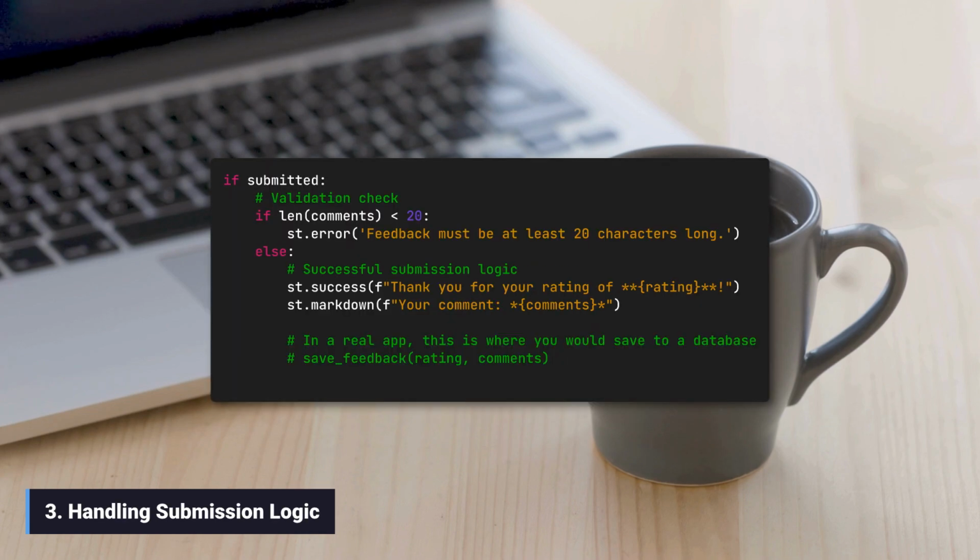3. Handling submission logic. We wrap our form processing logic in an if submitted block. First, we perform a validation check, ensuring the comment length meets our minimum requirement. If the validation fails, we display an error using st.error. If successful, we display a confirmation message using st.success, including the captured data. In a real-world application, this is where your code would save the data to a file or database.